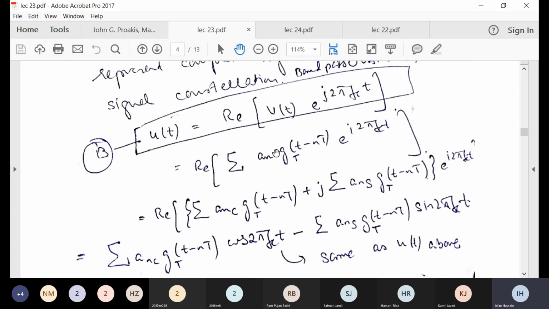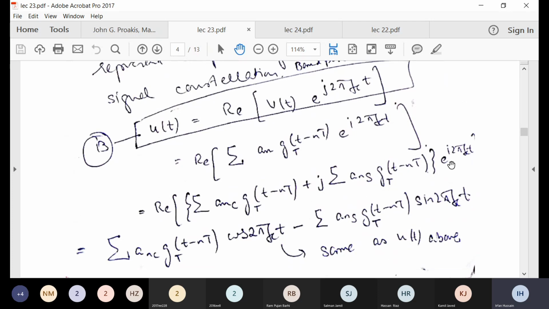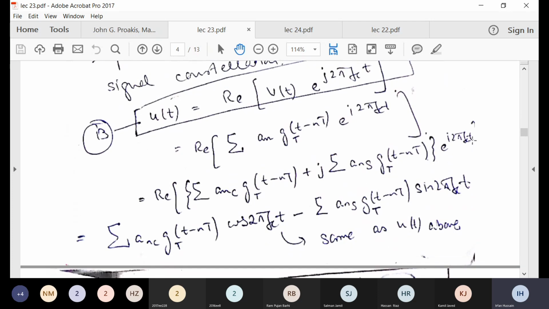You can further write this sequence as having a real and an imaginary part. When you multiply with e^{jωt}, it will be equal to cos plus j sine. So the cos part will come out of the real operator as a real signal like this. But the j sine will multiply with the j of the imaginary part, which becomes negative, and your sine will come out. This was the same signal above, which is actually sent.